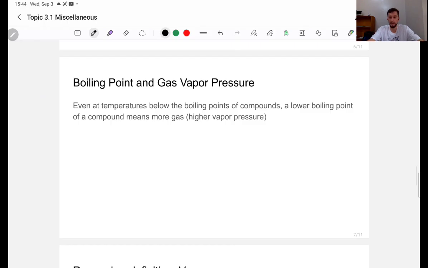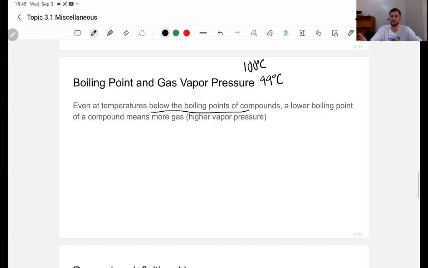Boiling point and gas vapor pressure. This is another thing that you should get from the book, but I just want to highlight it again because it's important to understand. So even at temperatures below the boiling points of compounds, students, I think, have a misconception that, let's say we're talking about water at 100 degrees Celsius, that at 99 Celsius, none of the water is going to boil. That's not true, right? 100 is when it boils, I should say. It's not boiling at 99, it's boiling at 100.